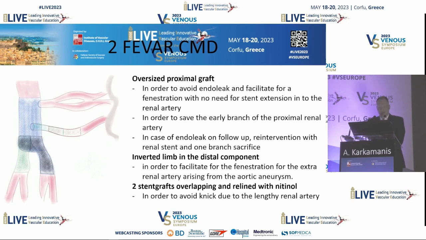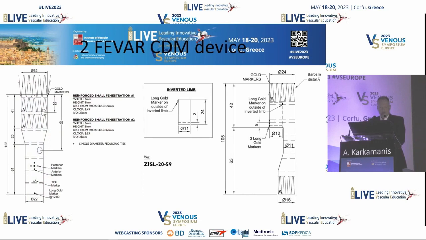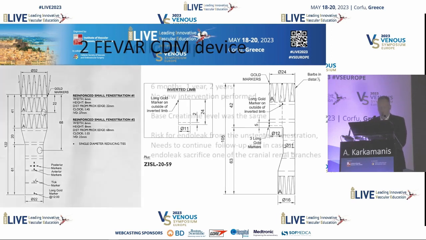The caudal renal artery presented a problem because of the working length, so we discussed and decided to make a custom-made design and ask for an inverted limb. This was our design. As you can see, we inverted the limb so we can have a bifurcation that was a little bit lower down in order to accommodate the caudal renal artery.